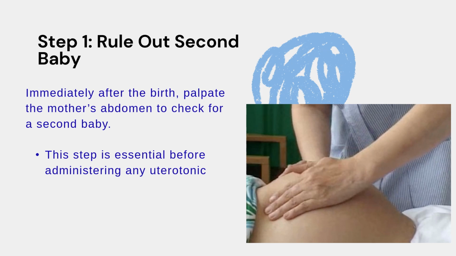Okay, so first is to rule out the second baby. Once the first baby is born, we really need to check for a second baby as well, because in our country there are many mothers who do not book themselves for ANC. That means she has never visited a facility or a hospital for ANC throughout her pregnancy. So the chance that she might be having a multiple pregnancy is higher. To be on the safer side, we need to check for a second pregnancy before administering uterotonic drugs.